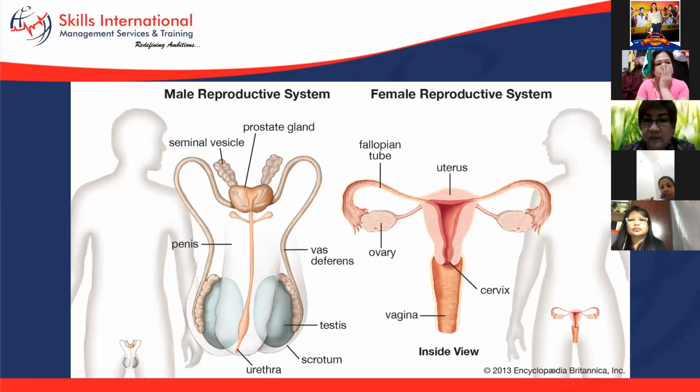So almost the same with the female reproductive system. In the female, we have 2 fallopian tubes, we have 1 uterus, we have 2 ovaries, we have the cervix, and the vagina. So these are both the male and the female reproductive systems.